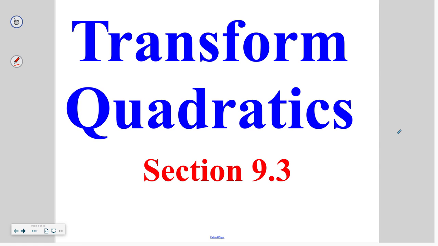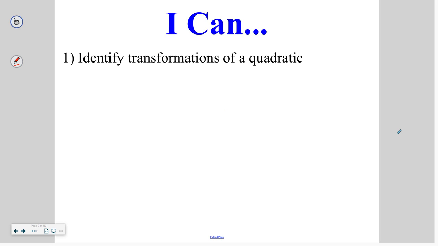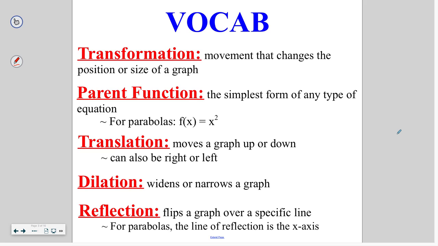Hello class, today we're going to cover section 9.3, which is about transforming quadratics. By the end of today's lesson, you will be able to identify the different transformations of a quadratic equation, both in the equations and on the graphs. A transformation is moving the graph around, and it could change the size or the position of the graph.